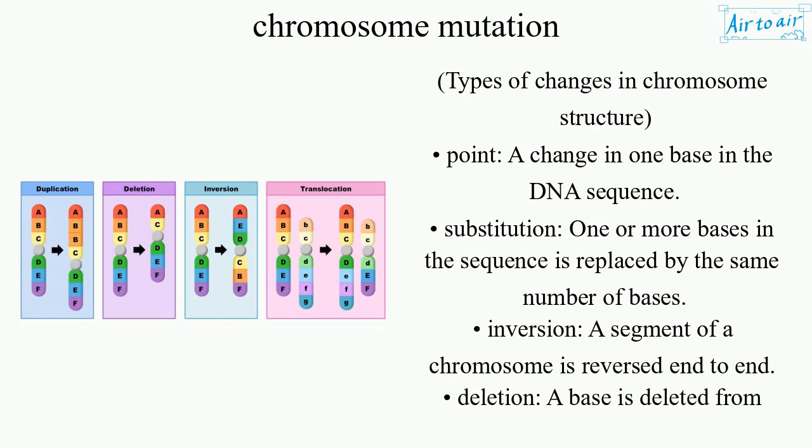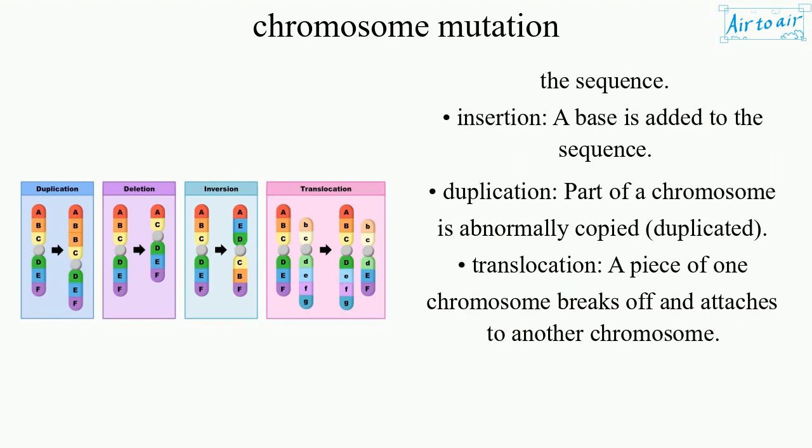Deletion: a base is deleted from the sequence. Insertion: a base is added to the sequence. Duplication: part of a chromosome is abnormally copied, duplicated. Translocation: a piece of one chromosome breaks off and attaches to another chromosome.